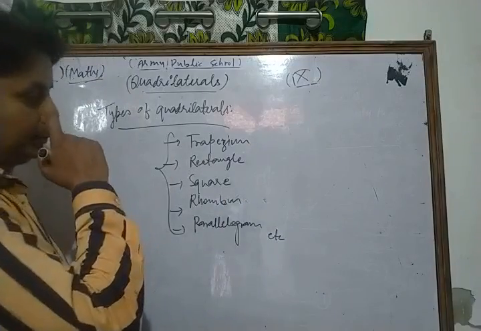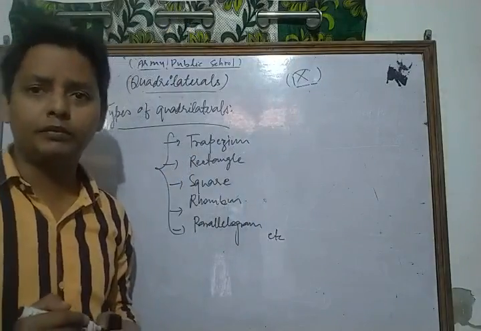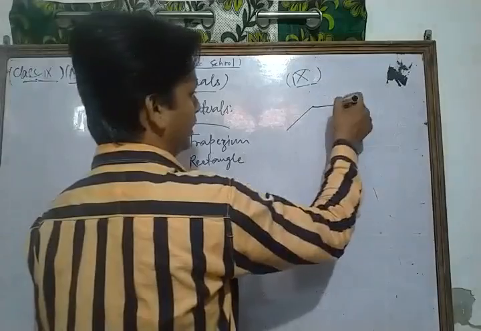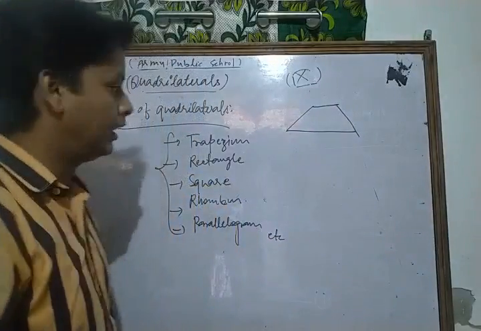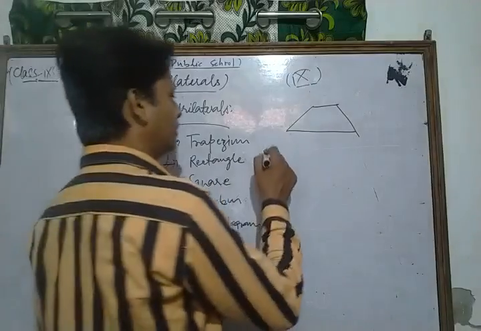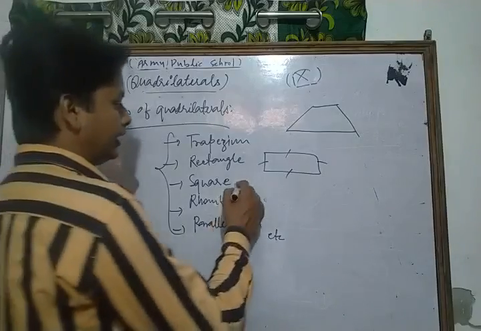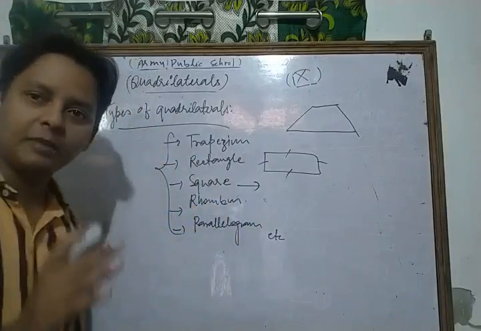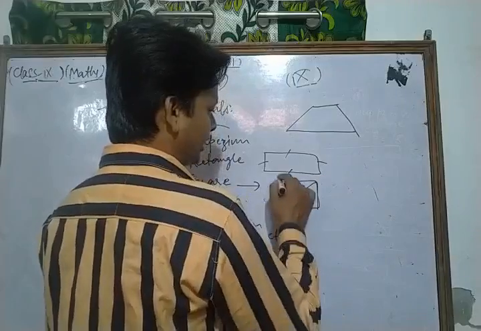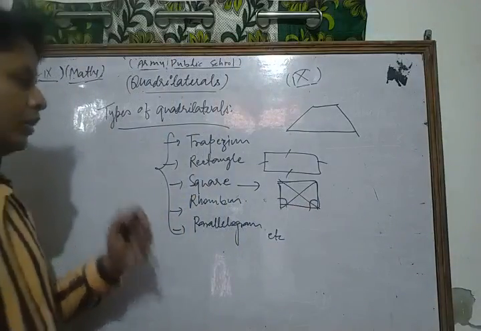Trapezium is a type of quadrilateral in which one pair of opposite sides is parallel and the other two sides are non-parallel, in this way. This is the form of trapezium. Rectangle is also a type of quadrilateral in which opposite sides are equal and each angle is 90 degrees. Square is a type of quadrilateral in which all of its sides are equal to each other, diagonals are also equal, and each angle is 90 degrees. This is the concept of square.